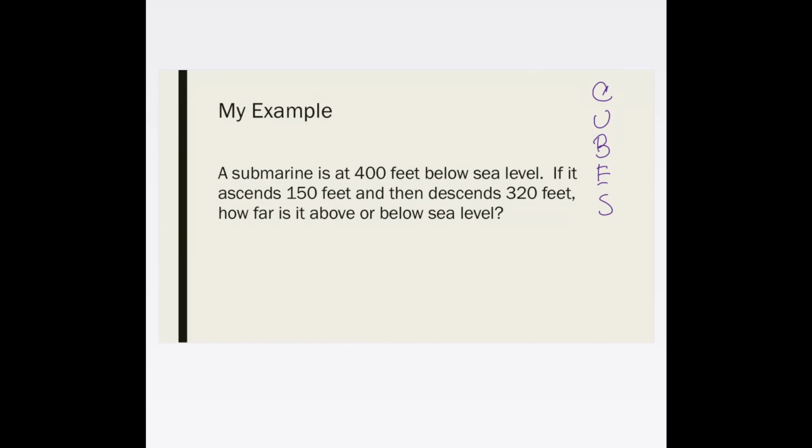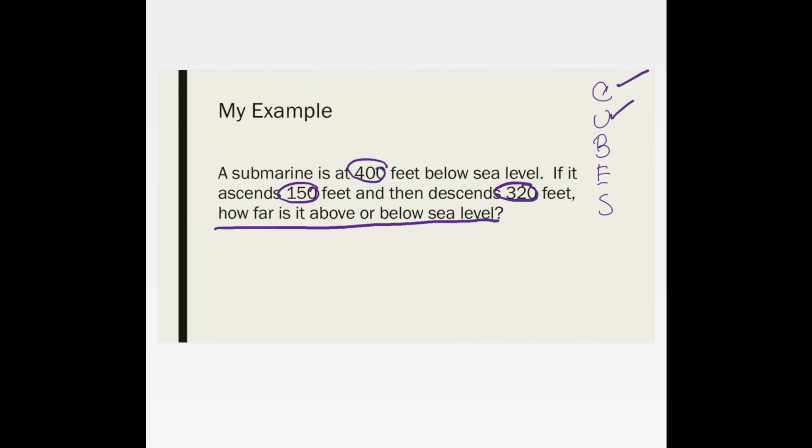Okay, so first I'm going to circle any key numbers or important numbers. So we've got 400, 150, and 320. Check. Now I'm going to underline the question. What is it asking me to find? And it's asking me to find how far is it above or below sea level?